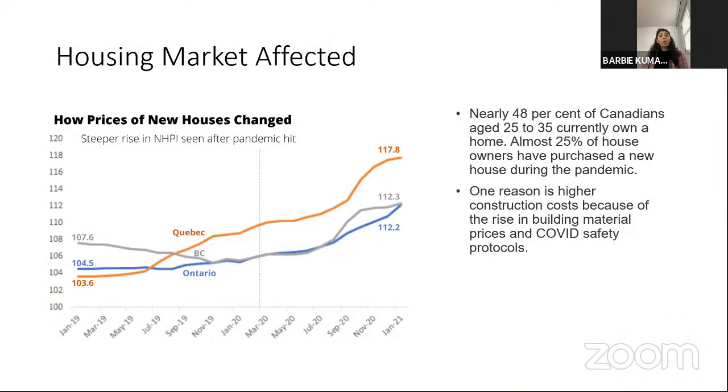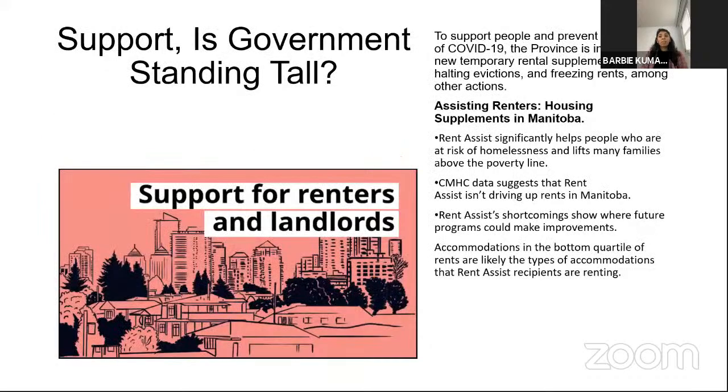So with this, how is the government going to help, how has the government already helped them, and what measures should the government take to support people and prevent the spread of COVID-19? The province is introducing a new temporary rental supplement, halting evictions and freezing rents, among other actions, assisting renters.